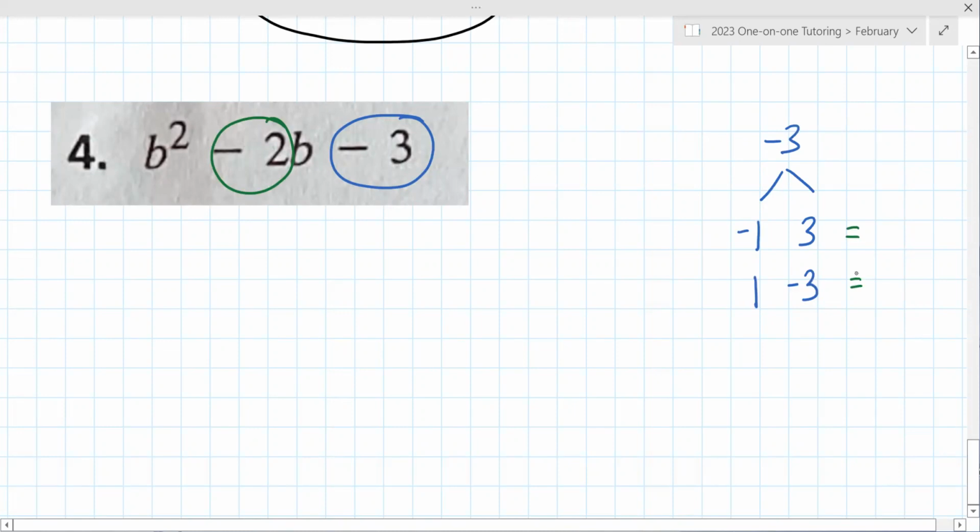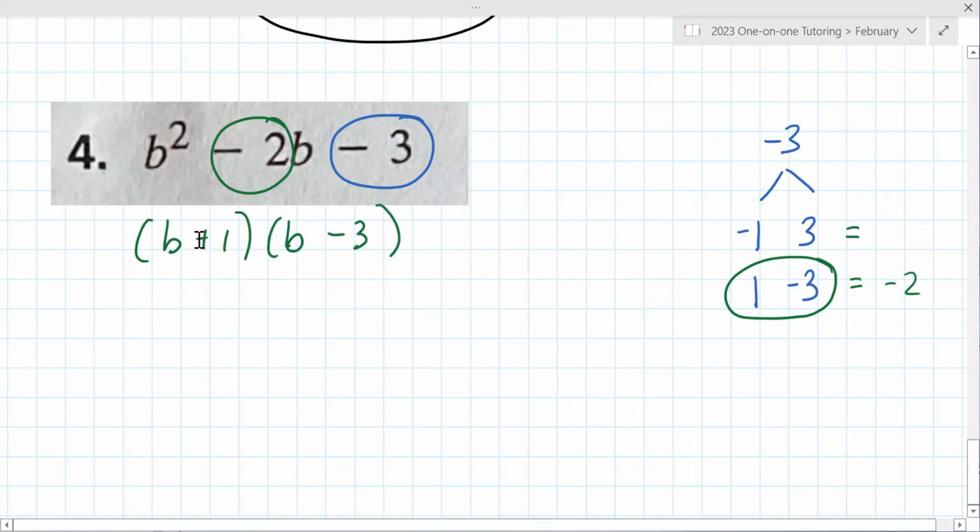1 and -3. Yeah, so that's the one you use. B plus 1, B minus 3. And notice how there's 1 plus and 1 minus. So what I think's hard for students is that you have to make this comprehensive list, and you have to get your signs just right.